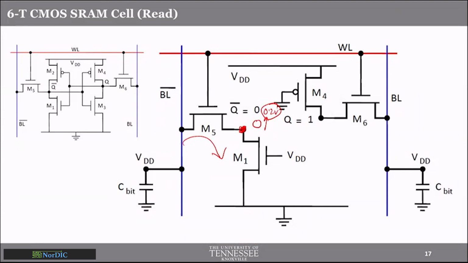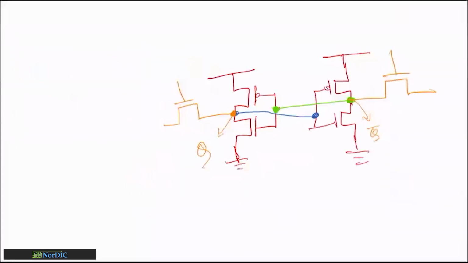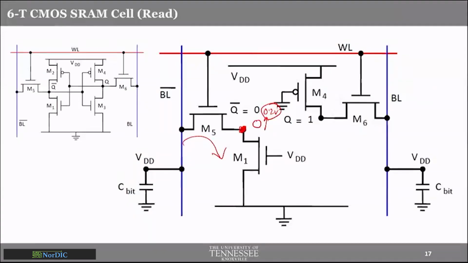After we are done with the read operation, will this node go back to zero, or will it stay at 0.2 volt? That's what I'm asking. Anyone? It should go back down to zero. Why? Thanks for responding. Please go ahead. Because M5 should turn off, but M1 should still be on.